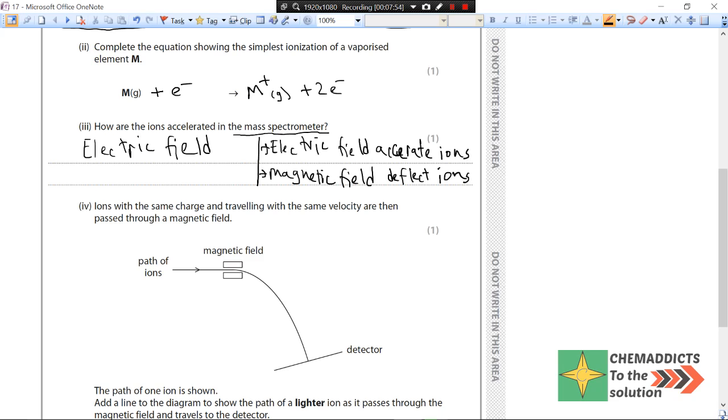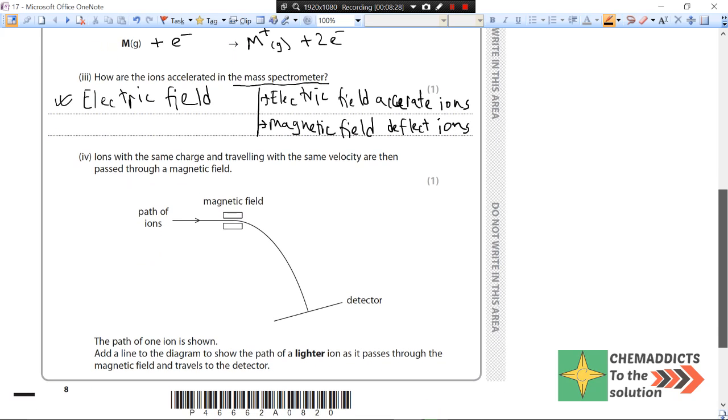So the correct answer is electric field. Don't bother to write magnetic field or electromagnetic field, because for that you will lose 1 mark. The examiner would decrease 1 mark. So for the correct mark we should write this answer. I hope that you have got it right. So let's move on to the next question.